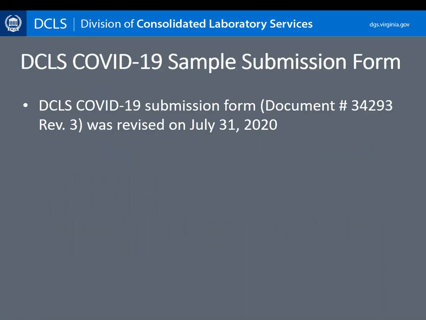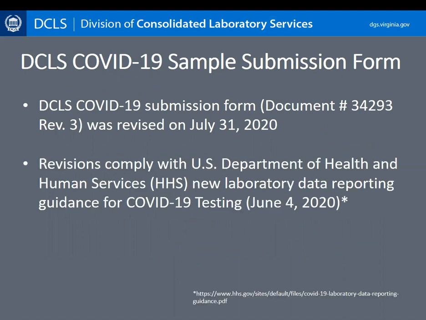DCLS COVID-19 sample submission form, document number 34293, revision 3, was revised on July 31st, 2020. These revisions comply with the U.S. Department of Health and Human Services' new laboratory data reporting guidance for COVID-19 testing announced on June 4th, 2020.